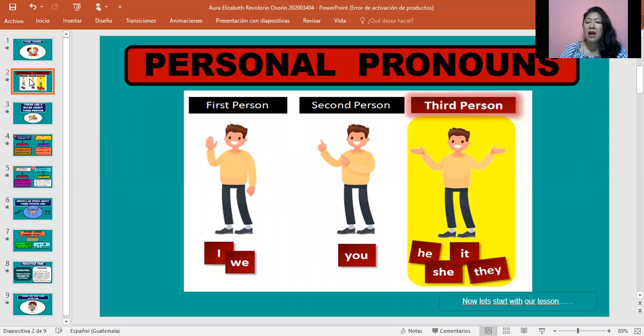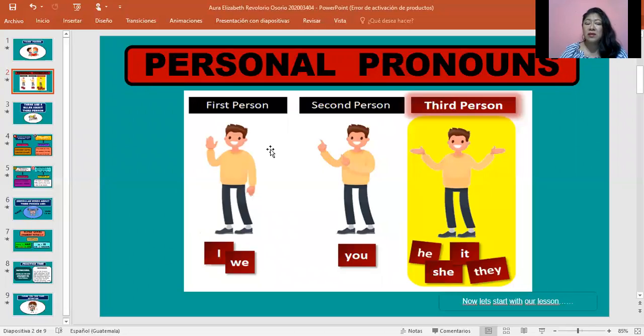Personal pronouns have 7 subjects, 4 in singular and 3 in plural. The first person is I in singular and we in plural. The second person is you. But remember, we can use you in singular and in plural too. The third persons, he, she, it, are in singular and they is in plural.